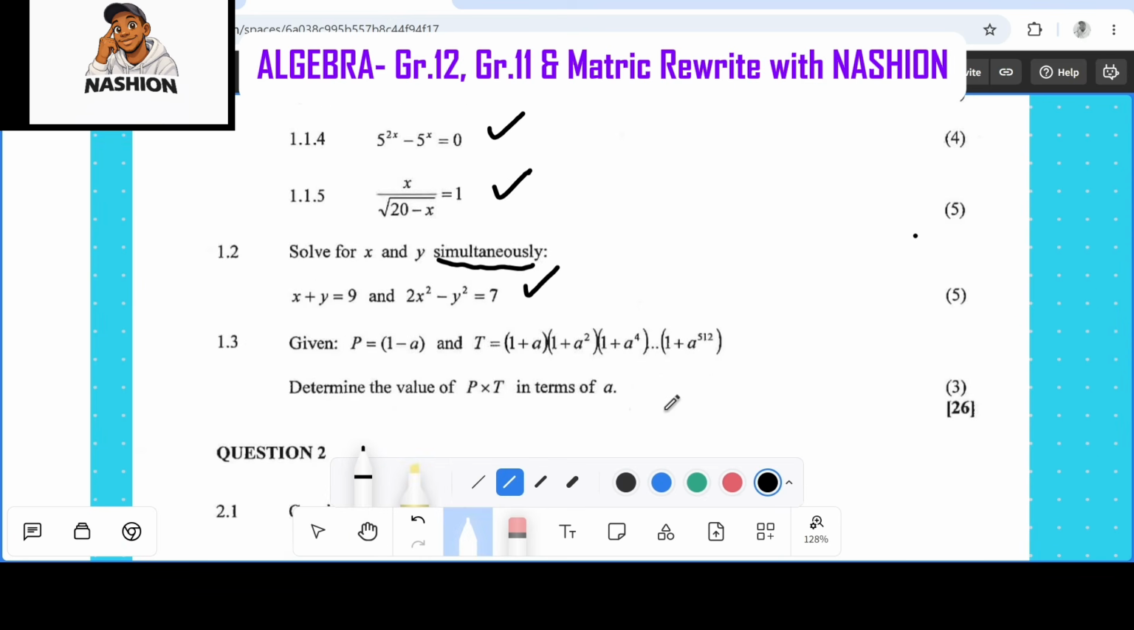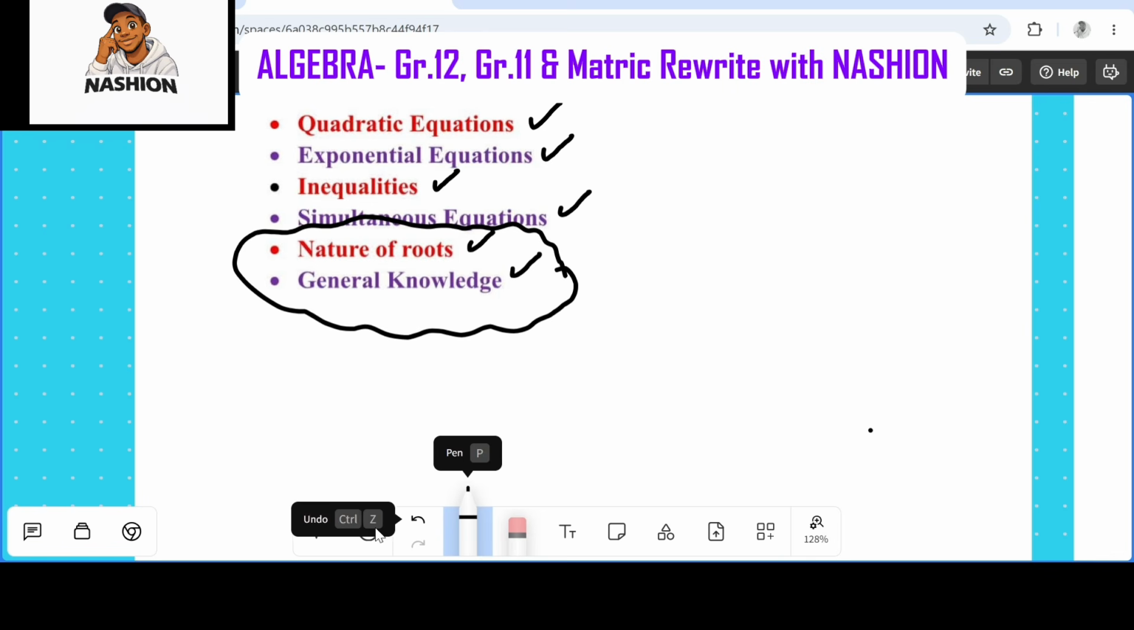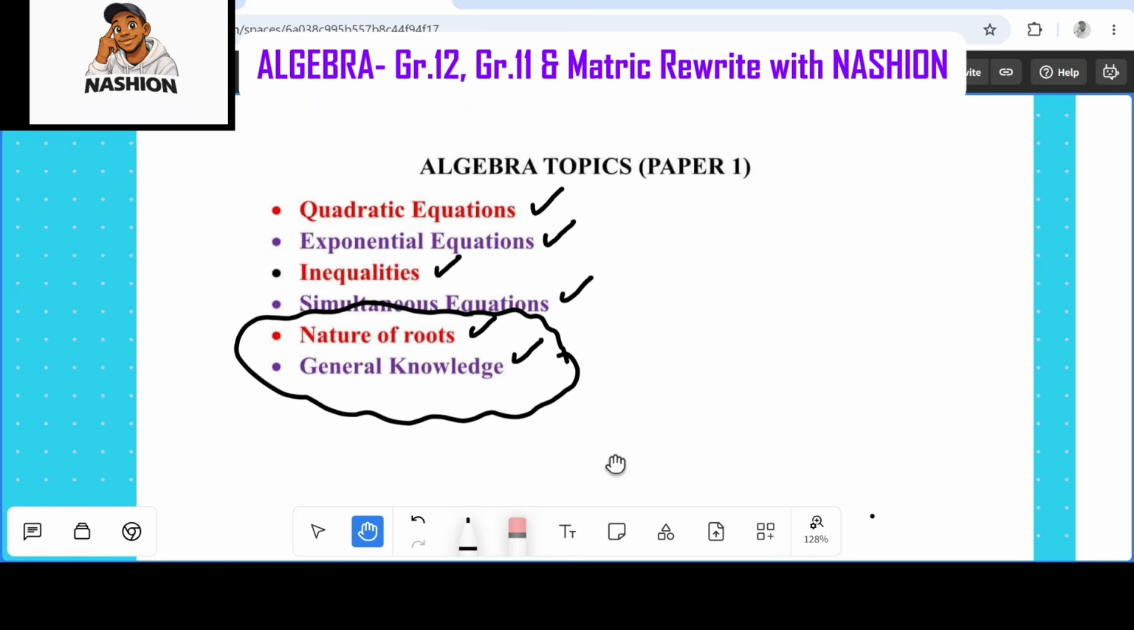Question 1.3, that's a general knowledge question. At the end of question 1, they usually throw in a general knowledge question just to test our basics in maths, like how to do exponents, how to do products, how to apply other topics that are applicable. But sometimes they do throw in some nature of roots questions. So the last question can either be nature of roots or general knowledge. In rare cases, both of them. But all in all, guys, when you practice question 1, paper 1, make sure you cover quadratic, exponential, inequalities, simultaneous, nature of roots, and general knowledge.